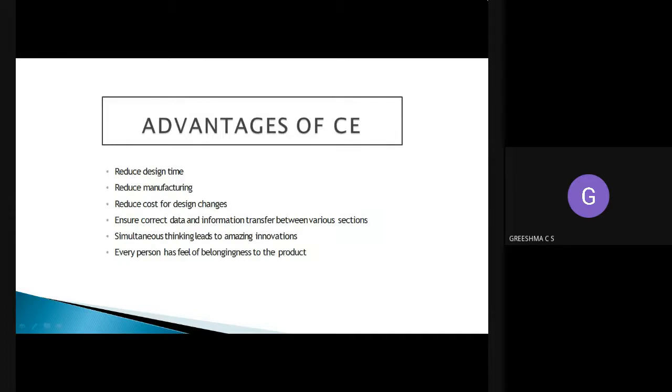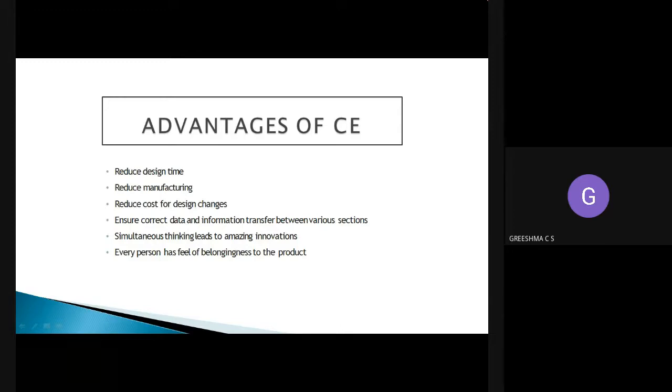Advantages of CE, concurrent engineering. Okay, so if you adopt CE, what are the advantages? It will reduce the design time. A product which can be manufactured in 1 year can be manufactured in some 6 months or 5 months. It can reduce the manufacturing, it reduces the cost of design changes, and it ensures the correct data and information transfer between the various sections.